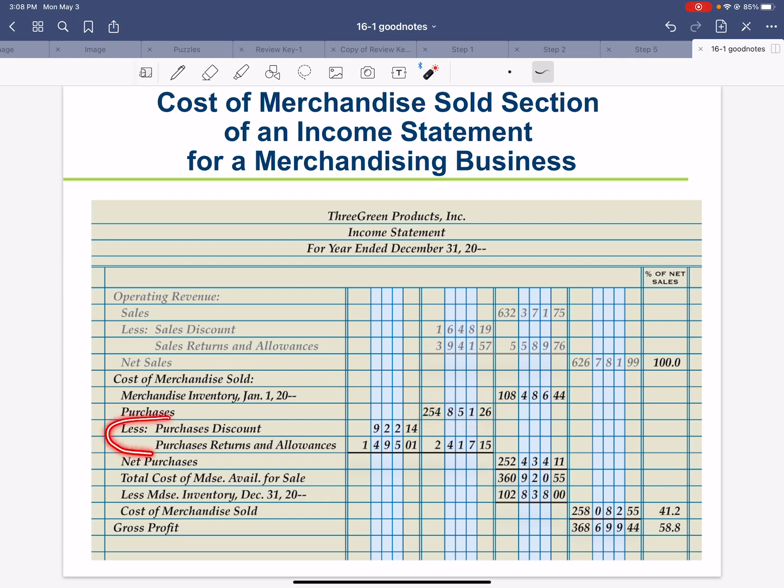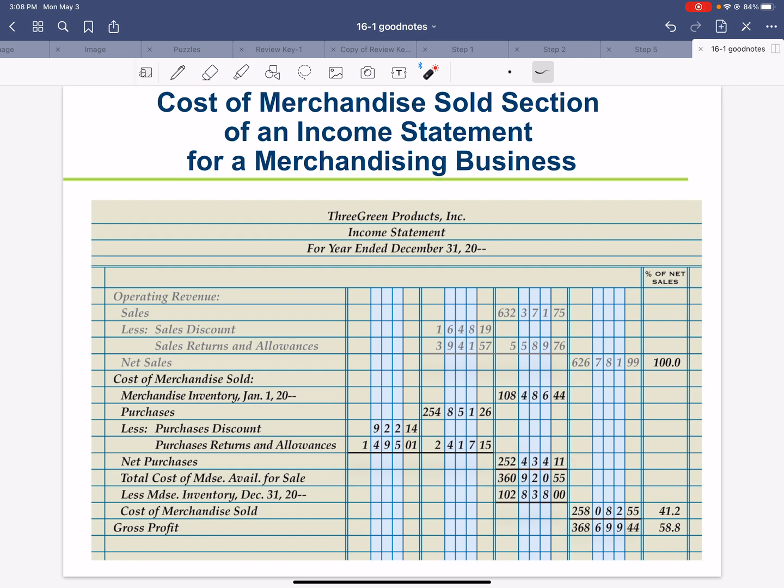Then we have our Contra Purchases. These are going to reduce our purchases because we gave a discount and there was some merchandise returned. Those numbers will go there. Draw a single line. You will add up those two numbers and that number goes right there. We'll draw a single line there. We will figure out our net purchases. So we take $254,851.26, and then it says less, so it's going to be minus that amount. And we'll come up with our net purchases.